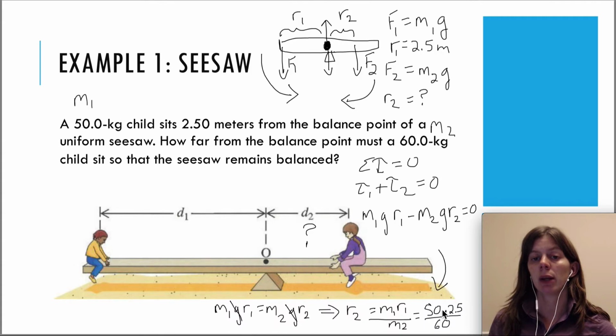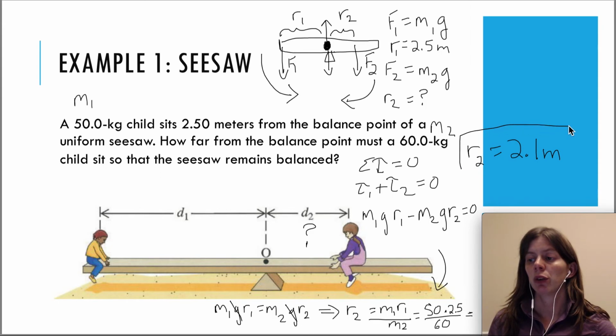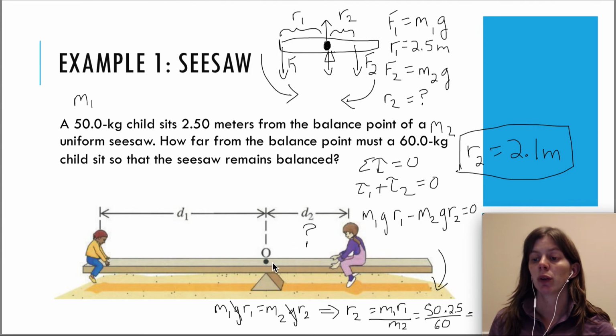And what we're going to get when we do this is 2.1. And I'm sorry I ran out of room here, but I'll just put it right here, equals 2.1 meters for r2. So this is as we expected. The heavier person has to sit closer to the pivot point so that the bigger force is offset by a smaller distance from the pivot.